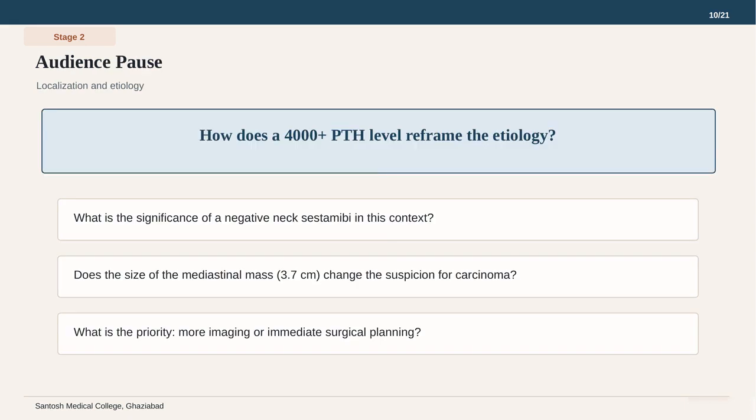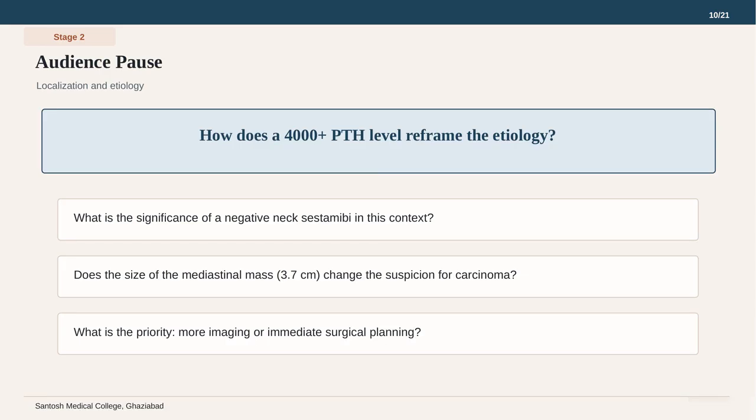We have reached another audience pause with some very specific questions. The main query at the top asks how a parathyroid hormone level of over 4,000 reframes the entire etiology. This is an extraordinary value that should immediately trigger certain suspicions. We also need to consider the significance of that negative neck sestamibi scan. Why did it fail to show anything in the neck? And how does that relate to the mass found in the mediastinum?